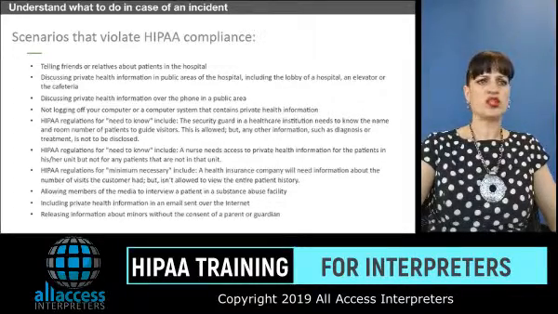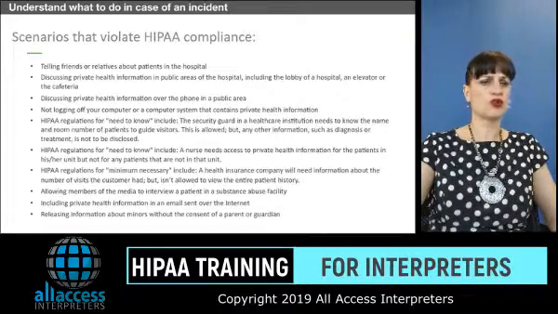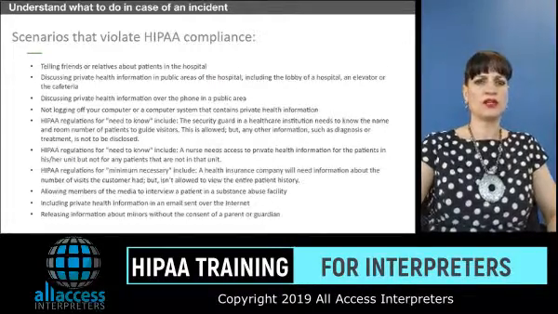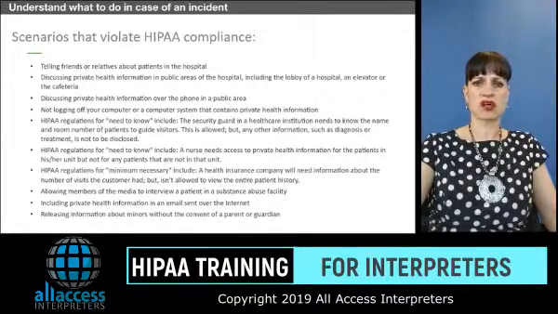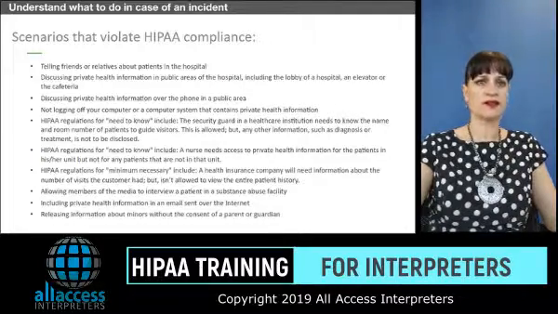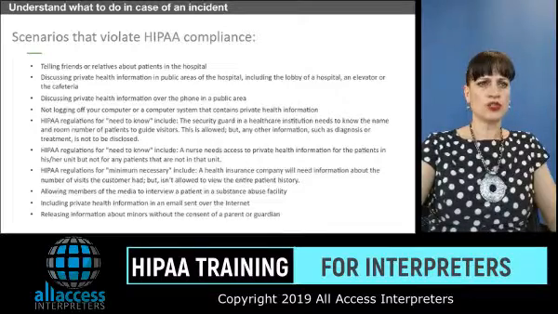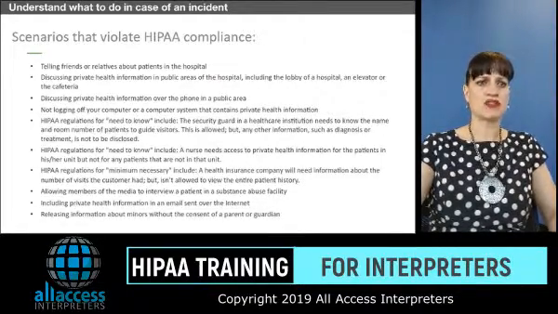Discussing private health information over the phone in a public area. If you don't log off your computer or your phone. HIPAA regulations mean there is a need to know, so the security guard, for example, needs to know who you're going to see, but that doesn't mean that you need to discuss any kind of diagnosis or anything like that with a security guard, because they don't need to know that. Also, a nurse needs to know personal and private information about a patient that's in her unit, but not about someone else, for example.